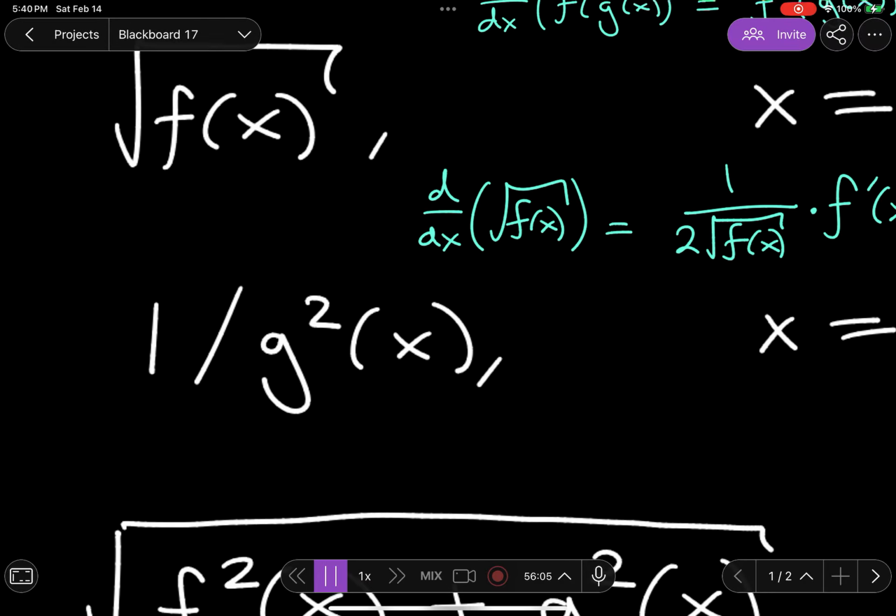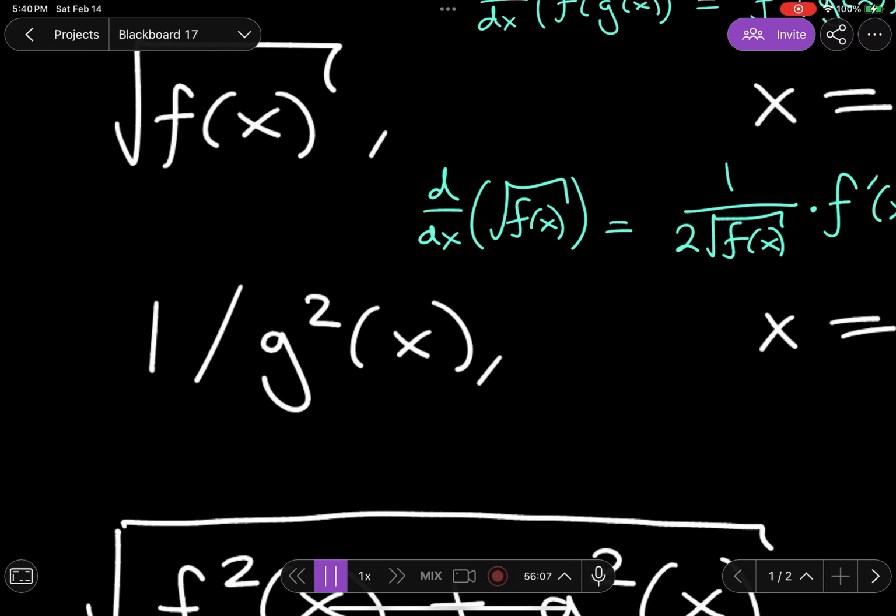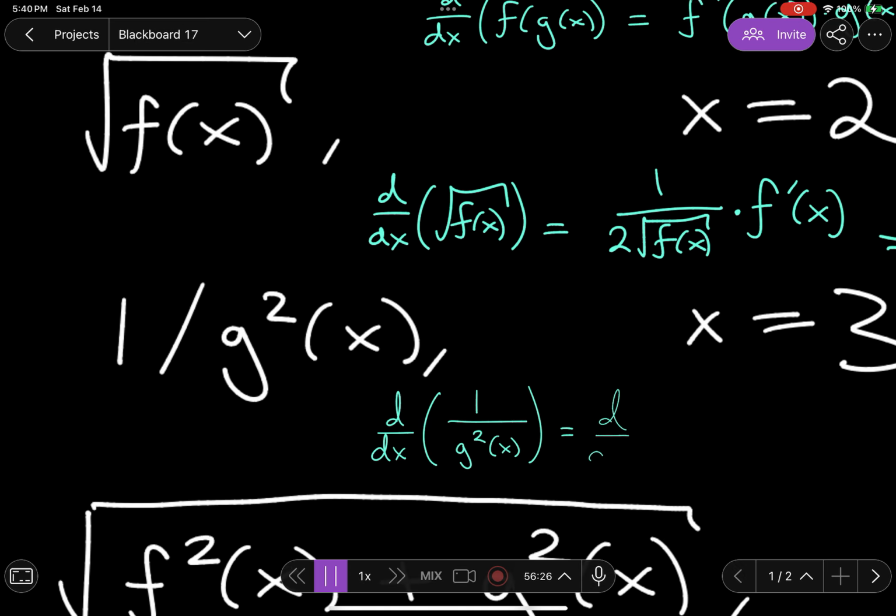All right, looks like we got another chain rule here, or you can alternatively use the quotient rule. But I figured maybe let's use the chain rule here, because that's what this video is about, applications of the chain rule. I want to take the derivative of 1 over g squared of x. But that's the same thing as the derivative of g of x to the power of -2. Those are the same object.